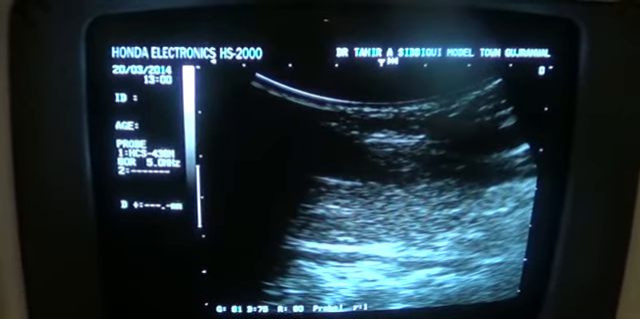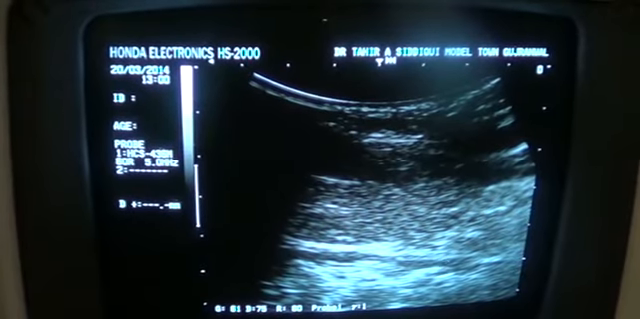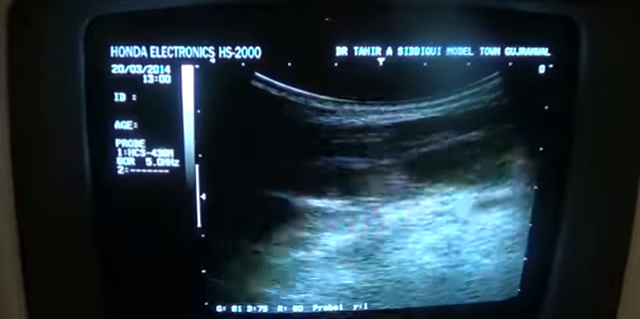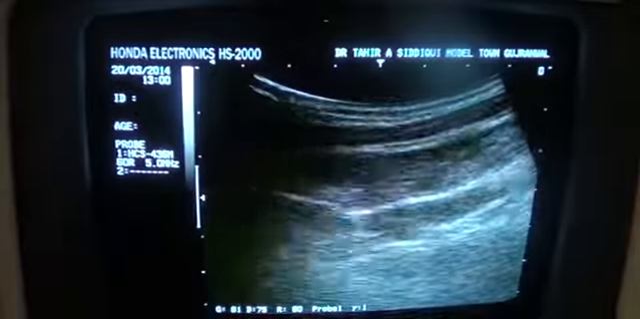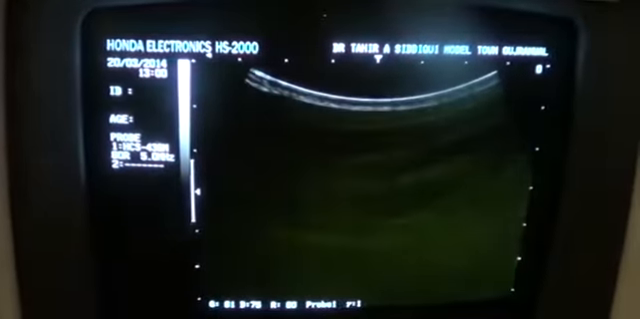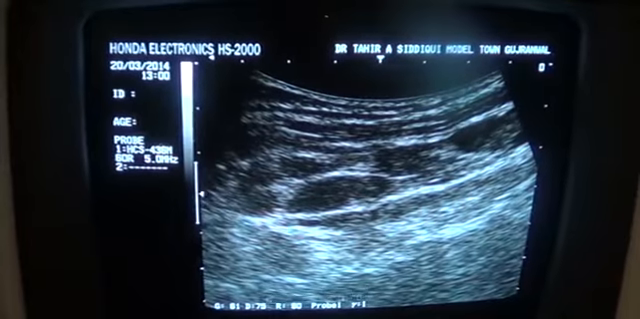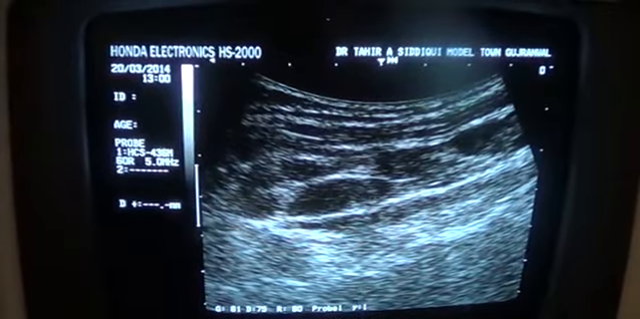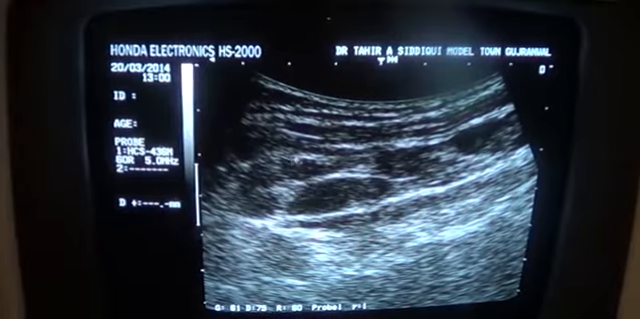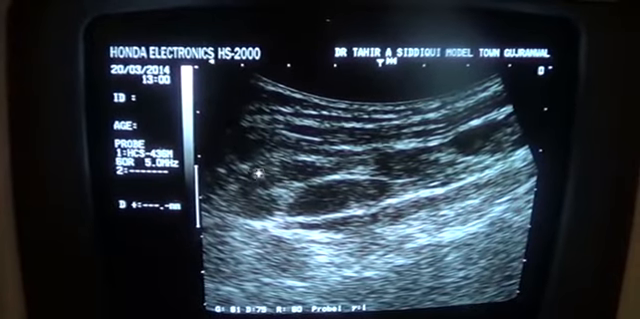So now I am going to move the probe. Now moving the probe towards the submandibular region as well as the cervical region, you will see multiple nodes. Now these are all nodes. This is a lymph node. This is a lymph node. This is a lymph node. This is a lymph node. This one.